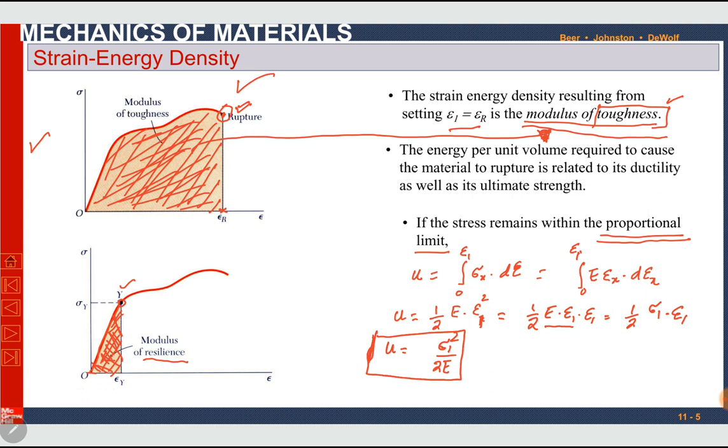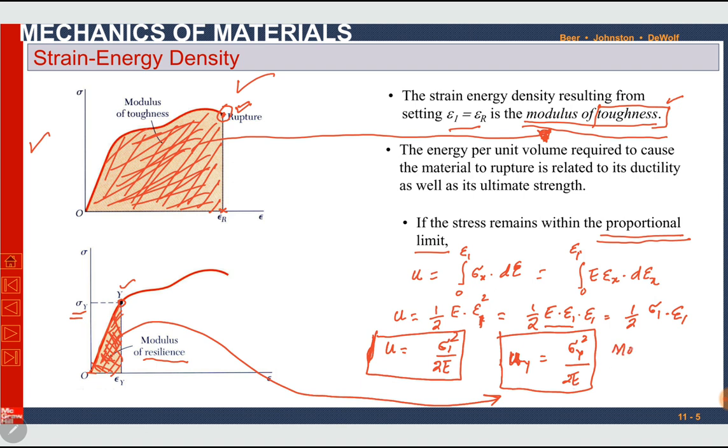The maximum limit of the elastic range is sigma Y. The maximum stress of the elastic range is sigma Y. So if we put in the maximum, we can call it u Y equal to sigma Y squared divided by 2E. This is equal to the area under this triangle, which is the modulus of resilience. The modulus of resilience is denoted by small u Y: the strain energy per unit volume stored by a material until the yielding point. It is equal to sigma yield squared divided by 2E, where E is the modulus of elasticity.